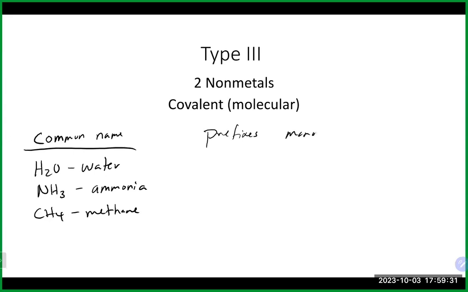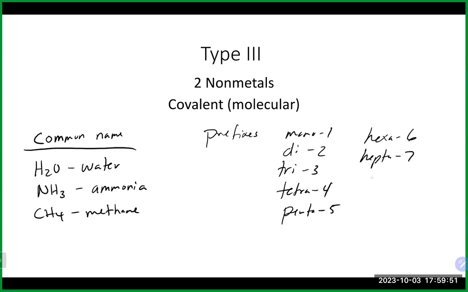We will use prefixes like mono, which is 1. I think we have a table coming up. Di, which is 2. Tri, which is 3. Tetra, which is 4. Penta, which is 5. Hexa, which is 6. Hepta, which is 7. Octa, which is 8. Nona, which is 9. And deca, which is 10. So we use these prefixes to indicate how many of each of the elements we have. So it's pretty straightforward.